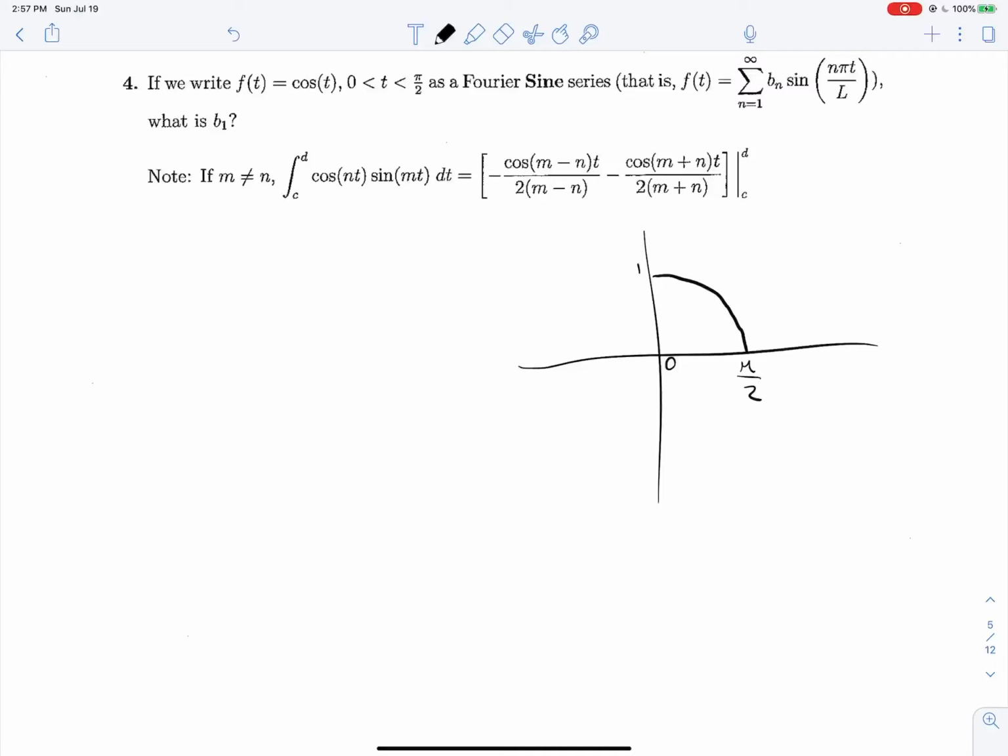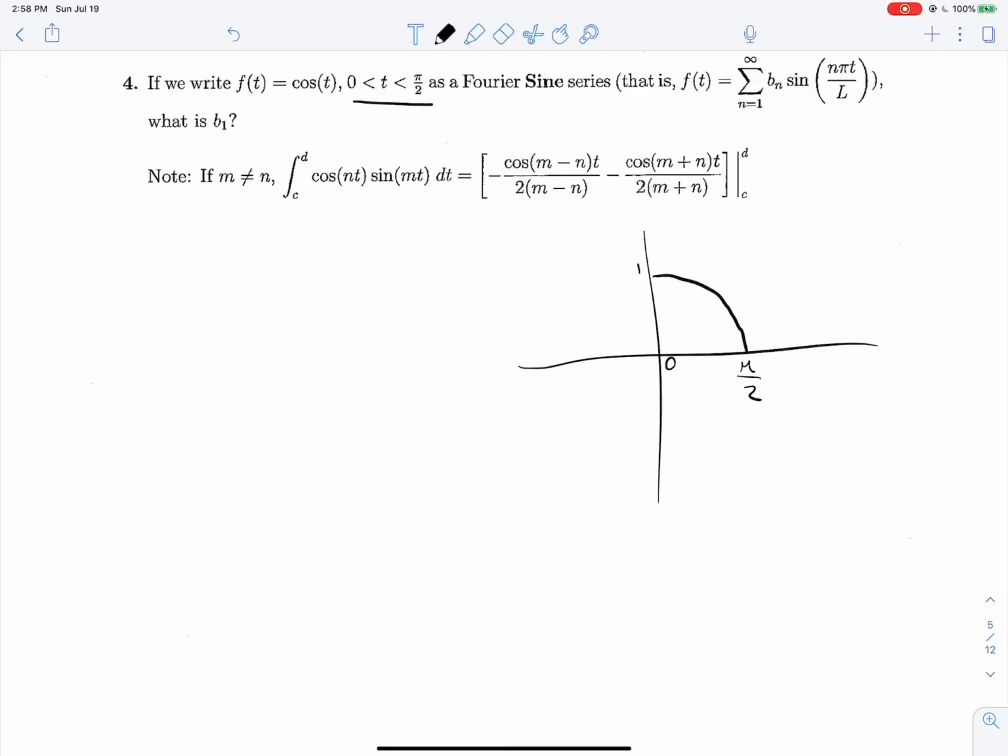There we go. And they want it as a sine series. So we have to do a little bit of work here because this is not the full period. In order to express it as a sine series, we need it to be an odd function. So we need to put extensions. We need to put an extension on this function right here.